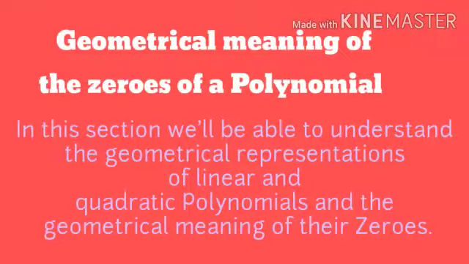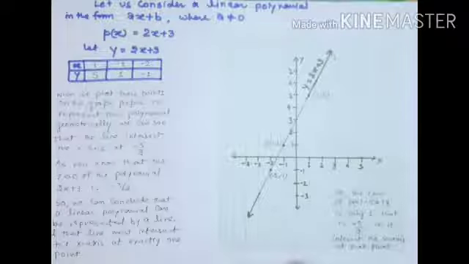Geometrical meaning of the zeros of a polynomial. In this section, we will be able to understand the geometrical representations of linear and quadratic polynomials and the geometrical meaning of their zeros. For this, let us take an example of linear polynomial. Let us consider a linear polynomial in the form of ax plus b, as you know very well, where a is not equal to 0.